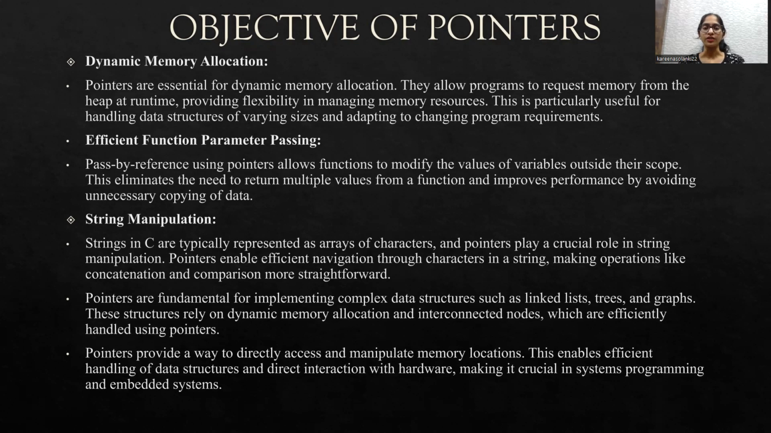Pass by reference using pointers allows functions to modify the value of variables outside their scope. This eliminates the need to return multiple values from a function and improves performance by avoiding unnecessary copying of data. The third main objective of pointers is string manipulation. Strings in C are typically represented as arrays of characters, and pointers play a crucial role in string manipulation. Pointers enable efficient navigation through characters in a string, making operations like concatenation and comparison more straightforward.